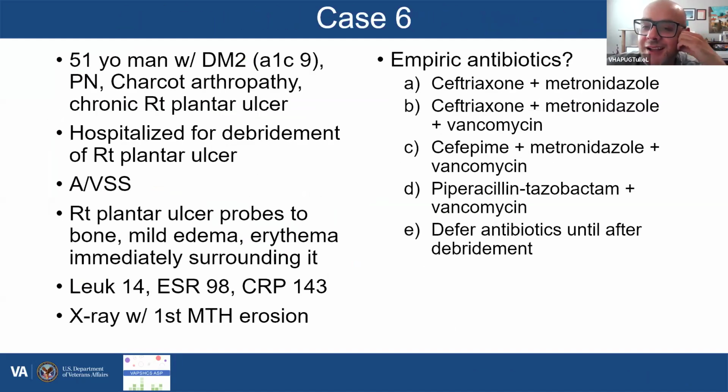Right. Next case. So this is a 51-year-old man with type 2 diabetes. Their A1C is 9. They have peripheral neuropathy, Charcot arthropathy, and a chronic right plantar ulcer. They're admitted for debridement of the ulcer and maybe an amputation. They're afebrile, they're stable, their ulcer probes to bone. They have mild erythema, edema just around the ulcer, a little bit of leukocytosis, high ESR, high CRP, and then some erosion on X-rays. What empiric antibiotics do you use?